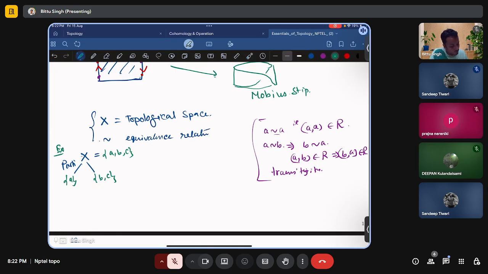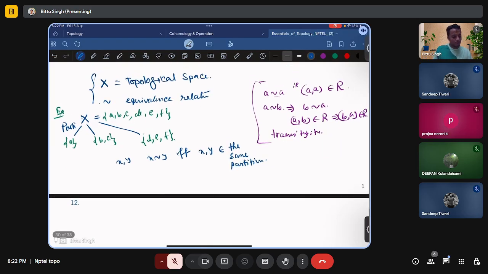Let me add a few more elements: D, E, F. Suppose this is partitioned into another part, D, E, F. So two elements X comma Y are related if and only if X, Y belong to the same partition. Then this is an equivalence relation, right? So every equivalence relation arises in this way.